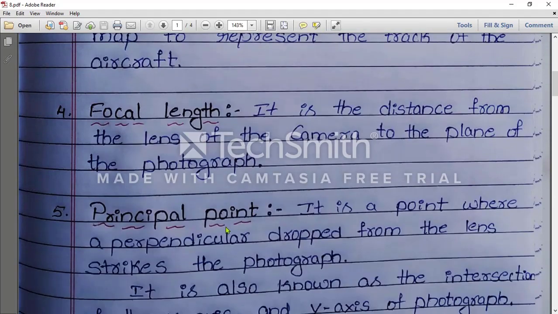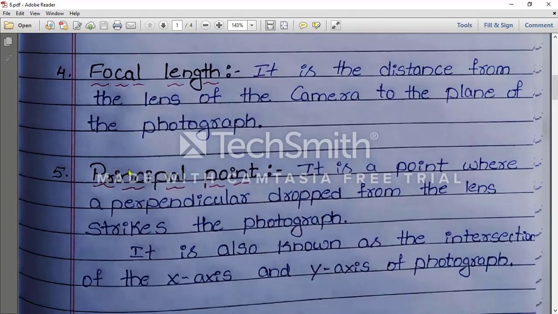And the last one is, what is principal point? It is the point where the perpendicular dropped from the lens strikes the photograph. It is also known as the intersection of the x-axis and y-axis of the photograph. See, it is the point where a perpendicular dropped from the lens strikes the photograph.